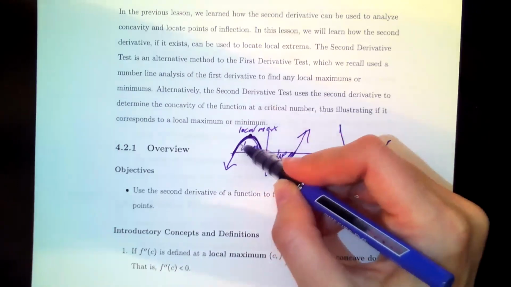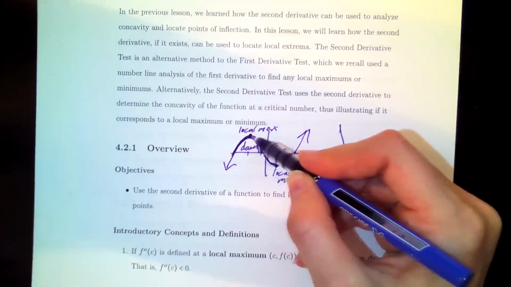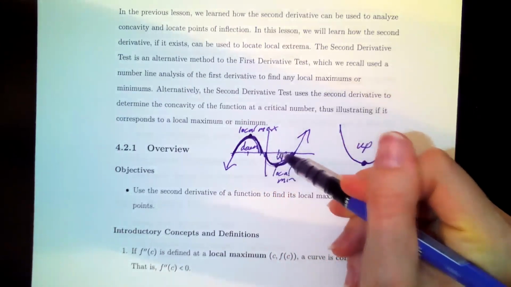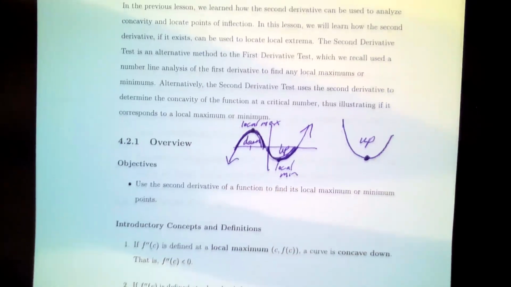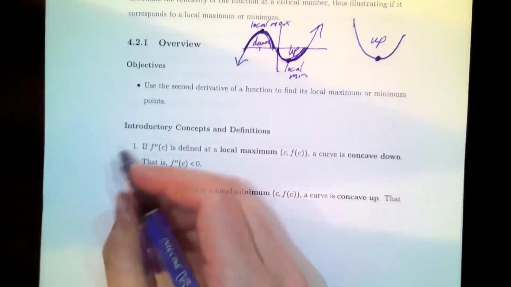If you know your function's concave down, then that potential max or min has to correspond with a max. If you know your function's concave up, then that potential max or min has to correspond to a local min. That's the thought process behind the second derivative test, which is right here.